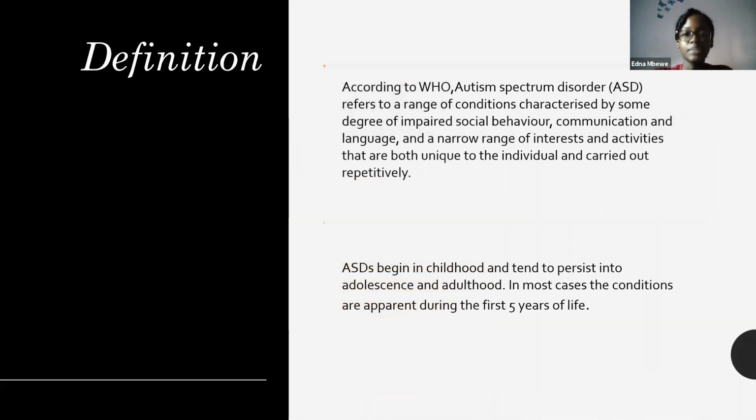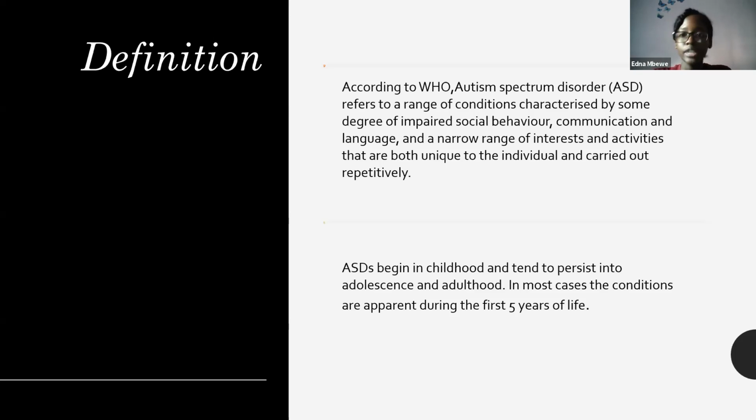What is autism spectrum disorder? According to the World Health Organization, autism spectrum disorder, ASD, refers to a range of conditions characterized by some degree of impaired social behavior, communication and language, and a narrow range of interests and activities that are both unique to the individual and are carried out repetitively.